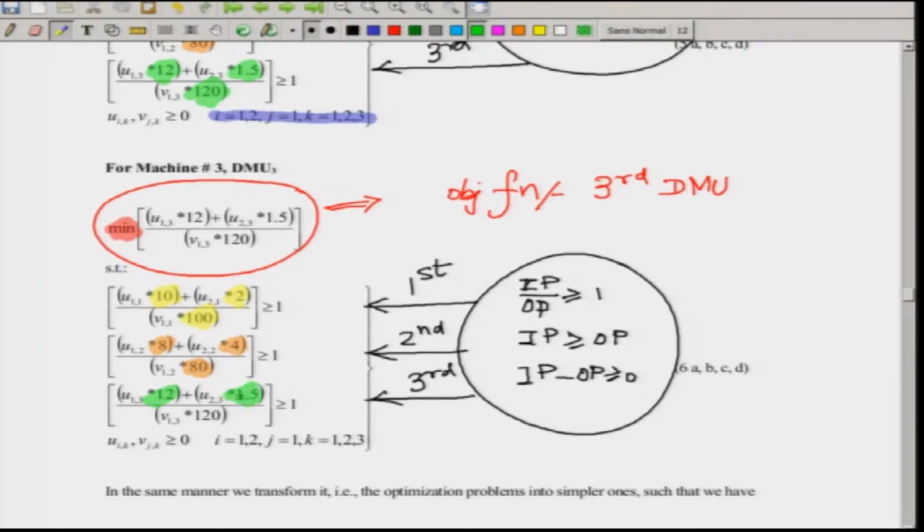Similarly, 12, 1.5, 120 are the corresponding conversion rates, the first two, 12 and 1.5, for the inputs and 120 being for the outputs. Then again the weights which you want to find out are given by u and v with the corresponding suffix. So, I will denote the color which is dark blue. Now, this was the initial formulation. Now, I will utilize the input oriented model 3 formulation for the case when we convert them into the actual linear optimization problem.